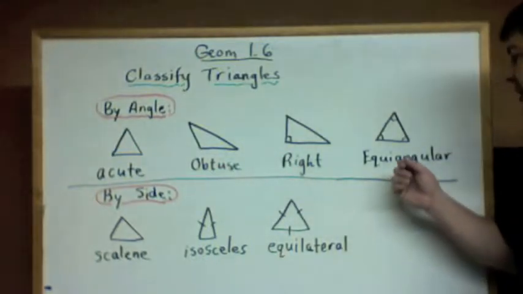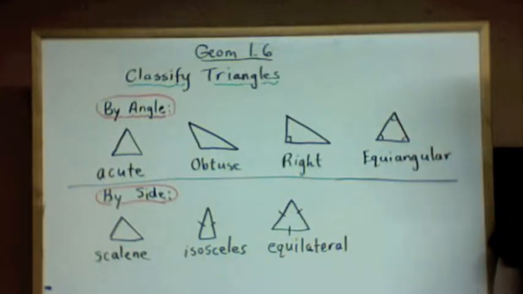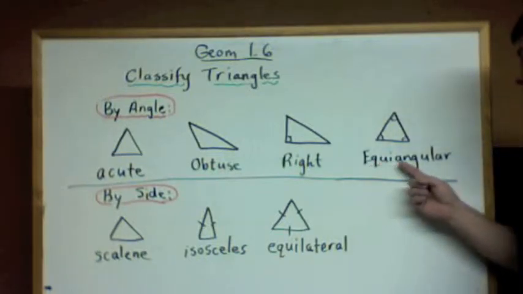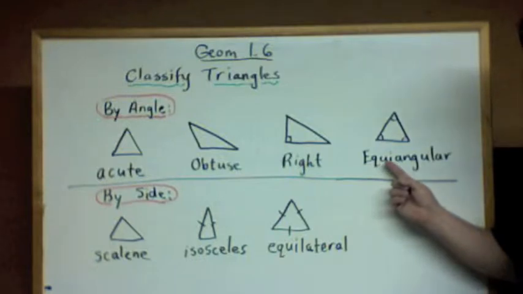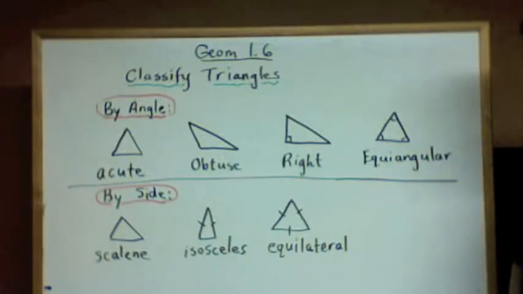The last one is a triangle where all three angles are equal. They are the same. And if that happens, they all have to be acute. That's just how it works. This is called equiangular: equa meaning equal, and angular, of course, meaning angle. So an equiangular triangle has all three angles equal to each other in measure.